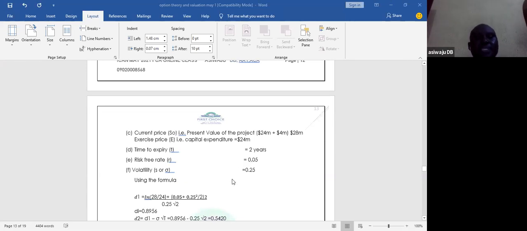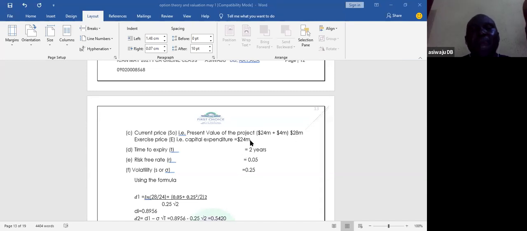In 5 minutes. The current price, that is your S0, is the present value of the project. Look at it, the asset. If you are buying the land now, that is the asset price now, the value of the land, or the cost of the land is 4 million, so 24 million. The present value of that project in 3 years time is 4. Add back, your S0 is 28 million.